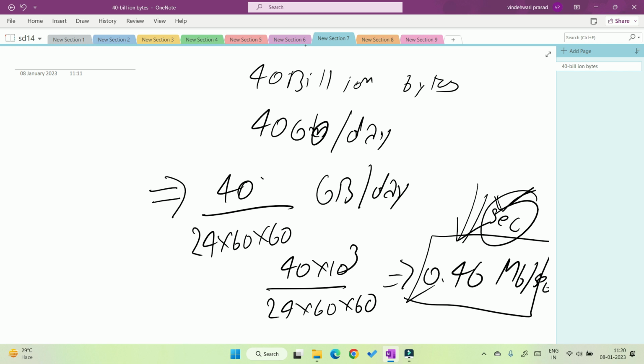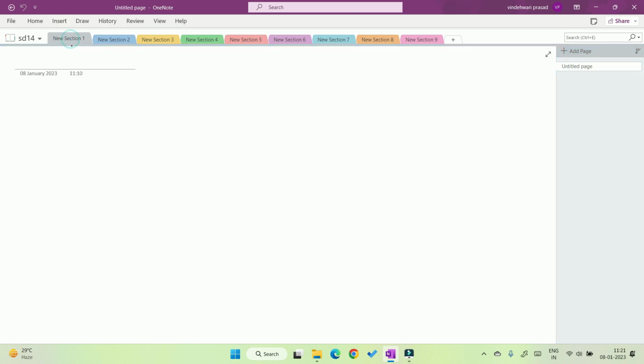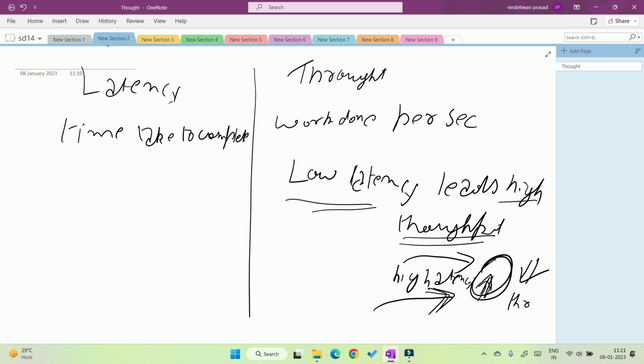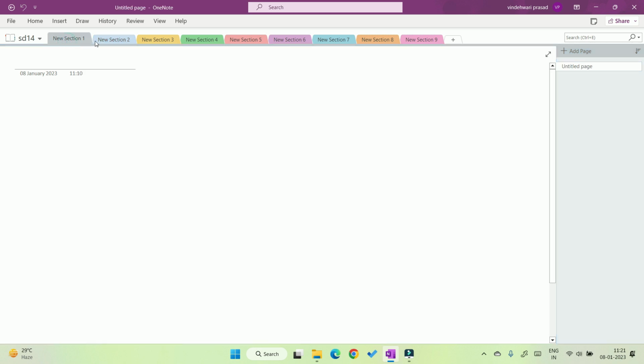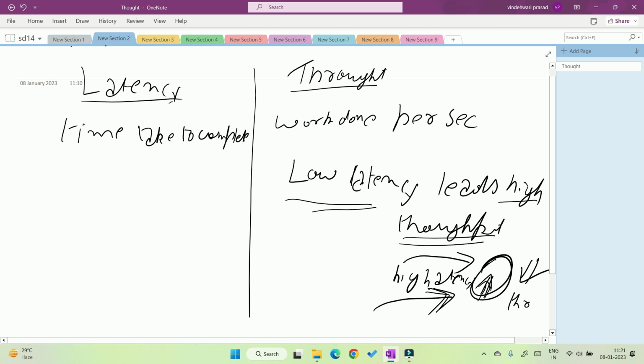If a system does not handle 0.46 MB per second of data, the request has to wait for some time, and due to this the experience of a user gets bad. That's why, while designing any system, we first have to find the throughput, so that we design a system which is efficient and the user does not have to wait. I hope you understand everything about throughput from the example.